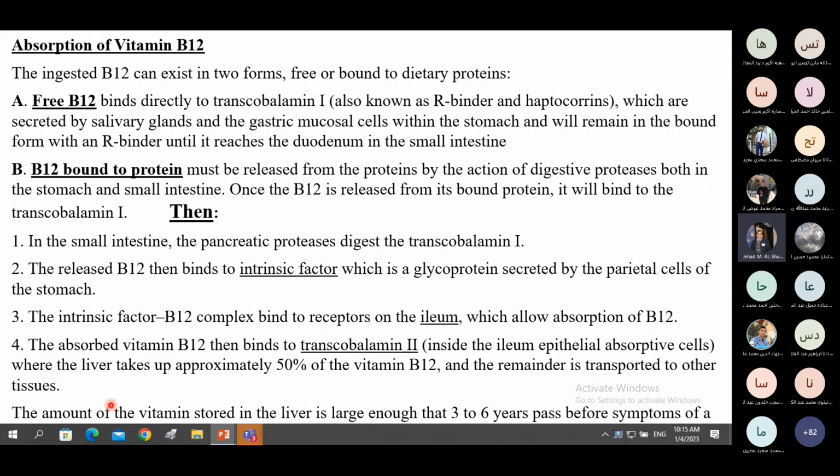This is very important information. The amount of vitamin B12 stored in the liver is enough for our body for 3 to 6 years. See how huge the storage is. So even if there is deficiency in your food, the liver storage is enough for our body for 3 to 6 years.